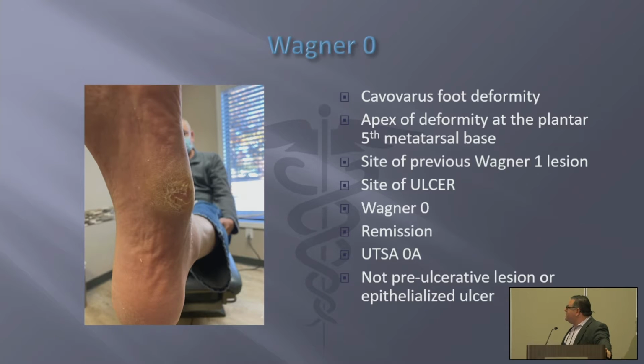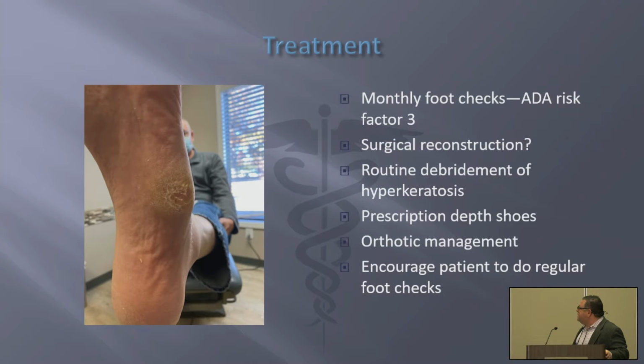So, Wagner 0 lesion, this is a cavovarus foot deformity, and interestingly enough, this was a Wagner 1 at one point. So apex of deformity at the plantar fifth metatarsal base, site of a previous Wagner 1 lesion. It's now a Wagner 0. So we would say this wound, some publications out there refer to this as, this wound is still there, it's just in remission. UTSA 0A, not pre-ulcerative lesion or epithelialized ulcer, we're going to call it an ulcer. Let's call it what it is. And so monthly foot checks, ADA risk category 3 because it was a previous ulcer. Surgical reconstruction, do I really need to reconstruct this foot?